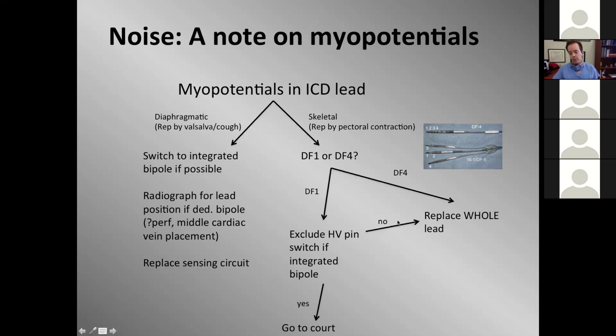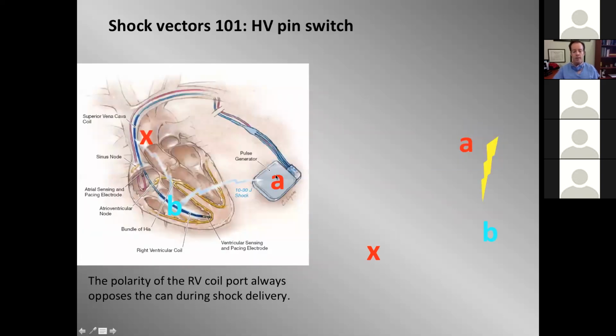If this is not an issue, if it's a DF4, and you have myopotentials on an ICD lead, you need to replace the whole lead. This is a high voltage impedance breach of some sort and needs to be fixed. Why does it need to be fixed? Let's remember shock vectors again. The CAN and the RV ring always need to oppose themselves in polarity, and the SVC is always the same. Now the polarity can be flipped amongst these pairs, but you cannot change B to X.